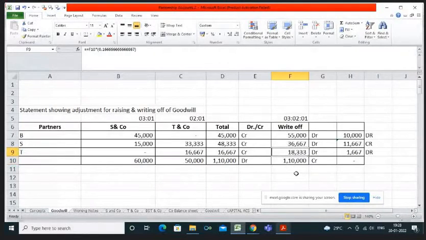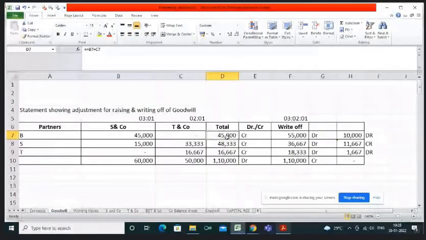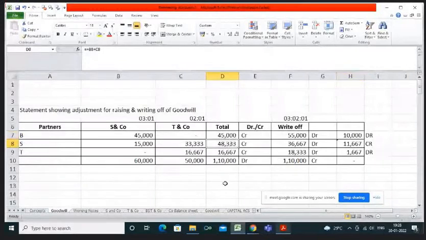So what is the net effect? The net effect of raising and writing off goodwill is that B gets a credit of 45,000 and a debit of 55,000. So B gets a net debit of 10,000. In the case of S, credit of 48,333, debit of 36,667. So the net effect is he gets a credit of 11,667. And in the case of T, credit of 16,667, debit of 18,333. So he gets a net debit of 1,667.